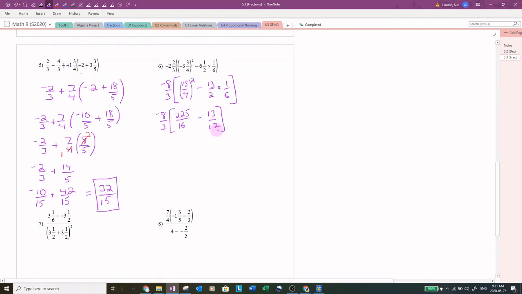And I need a common denominator for the 16 and the 12. Now you can multiply them together, but you hopefully also recognize that they're both factors of 48, so I can use 48 as my common denominator. You will get the same answer either way. If you use smaller numbers, life is easier. So this becomes something over 48 minus something else over 48.